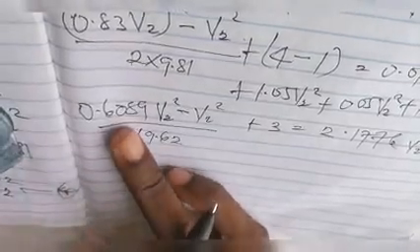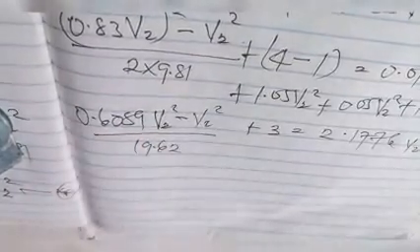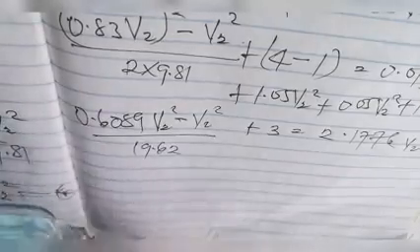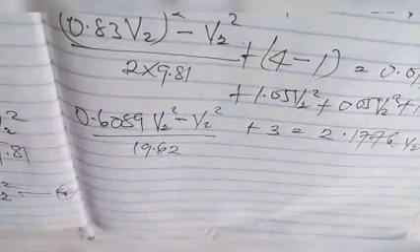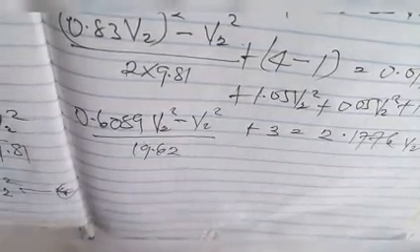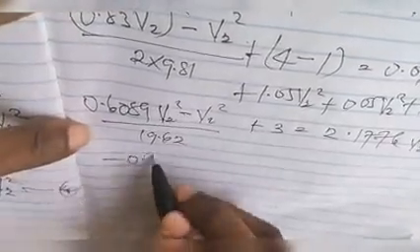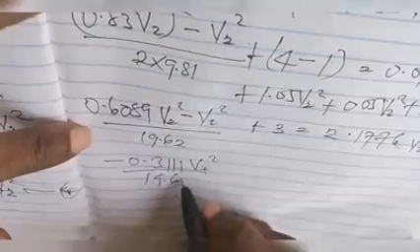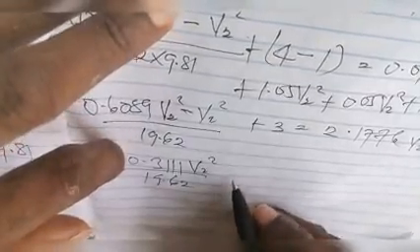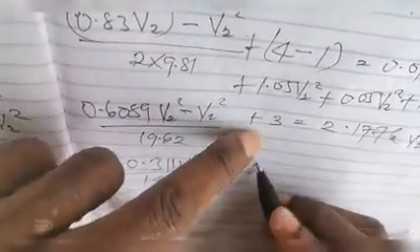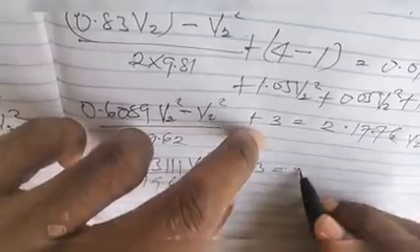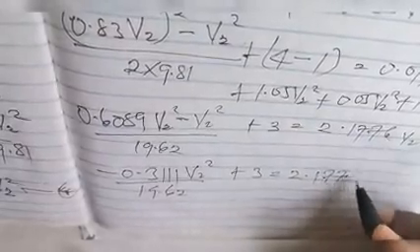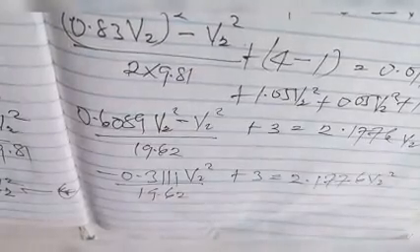Okay, so you can see evaluate this further. You have here 0.6089 V2 squared minus, now this is standing for V2 squared, so minus 1, and this gives us minus 0.3111 V2 squared all over 19.62, plus 3, and that's equal to 2.1776 V2 squared.